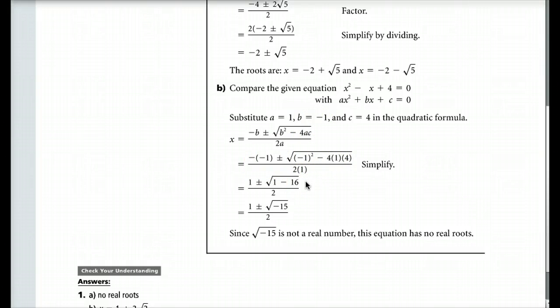Everything else should be pretty straightforward, except that when you get this, you get a square root of -15. It's undefined, and it's not a real number, right? So this is actually called an imaginary number. So then normally we say, oh, this equation has no real roots. Okay.